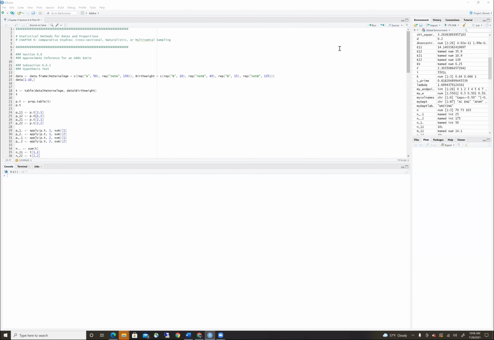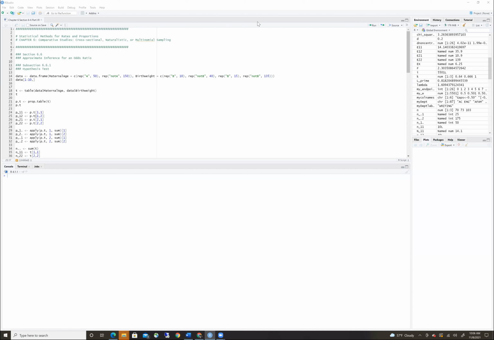Hello, everyone. We're working through Statistical Methods for Rates and Proportions, Chapter 6, Comparative Studies: Cross-Sectional, Naturalistic, or Multinomial Sampling. Section 6.6, Approximate Inference for an Odds Ratio, subsection 6.6.1, Hypothesis Test.